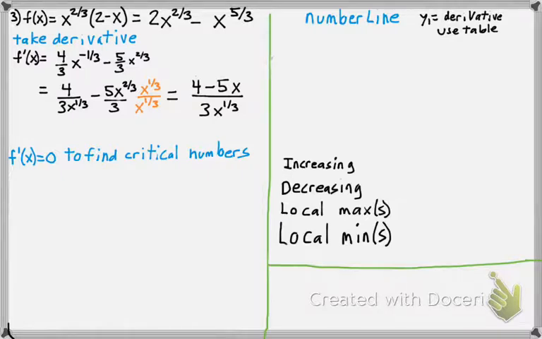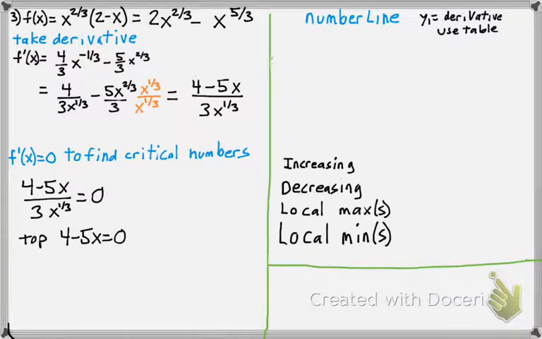We want to set this equal to 0 to find our critical numbers. So if we take 4 minus 5x over 3x to the 1/3, and I'm setting it equal to 0. If you look at the top, 4 minus 5x is equal to 0. Then x is equal to 4/5. And if we look at the bottom, then it's going to be 3x to the 1/3 is equal to 0. So here x is going to be equal to 0.